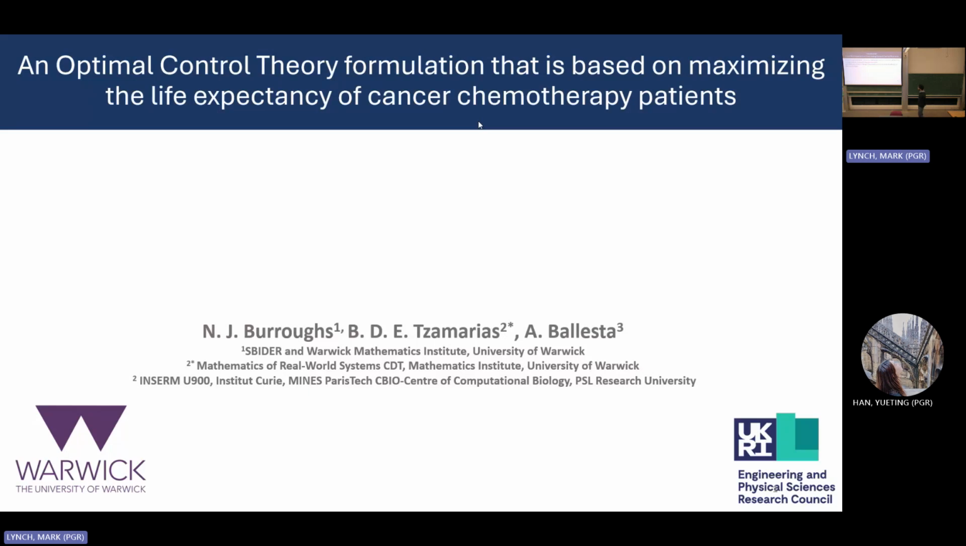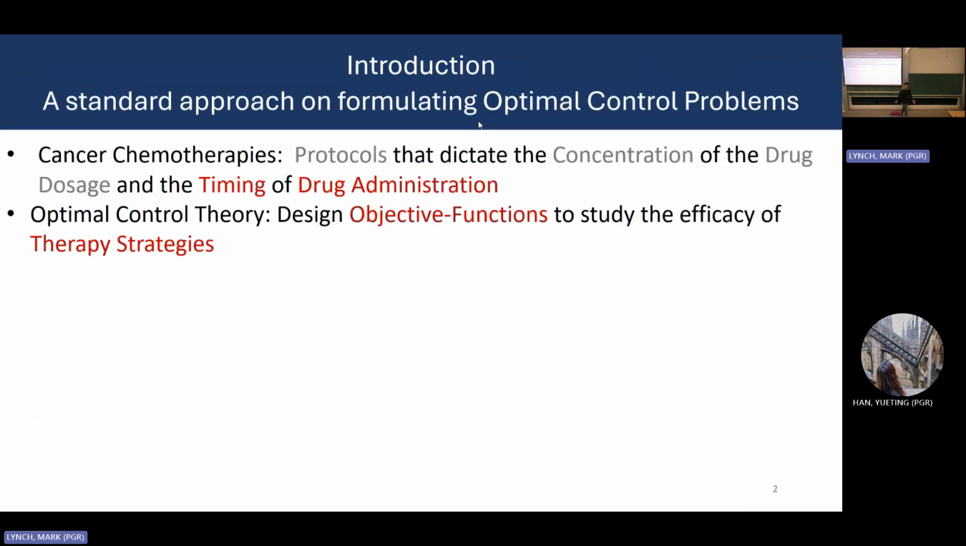So just a brief introduction. We have nice mathematical models that can tell us about disease progression, and we can also use these models to do in silico chemotherapy trials. So these are computational simulations of different drug regimens, and then we compare them in terms of different therapeutic indexes. However, there is a disadvantage, and this disadvantage is that we can only test a handful of drug regimens.